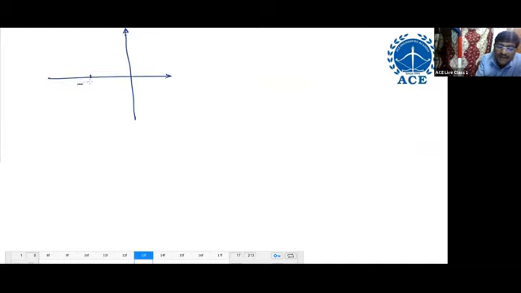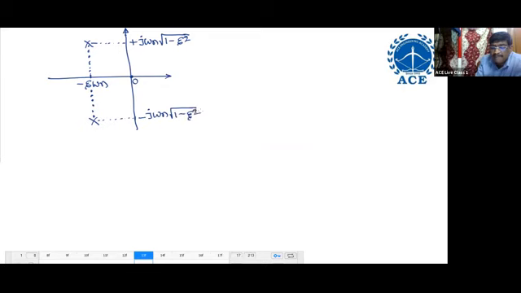Real part is minus zeta omega n. Imaginary part is plus j omega n root of 1 minus zeta square, and here minus j omega n root of 1 minus zeta square. Okay? These are the pole locations.